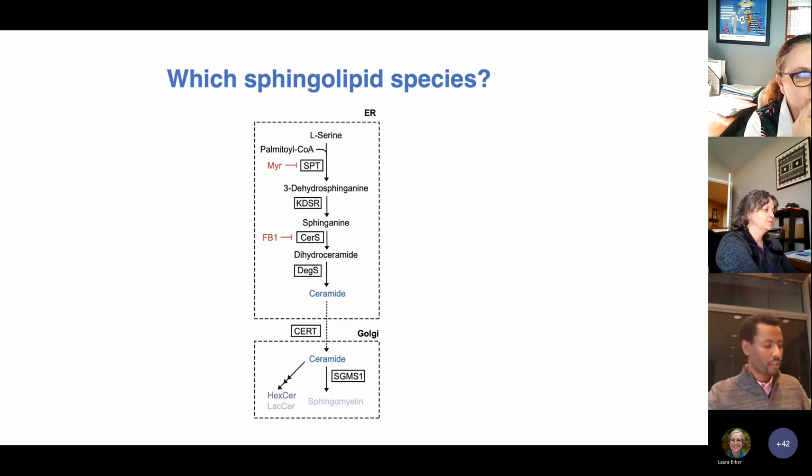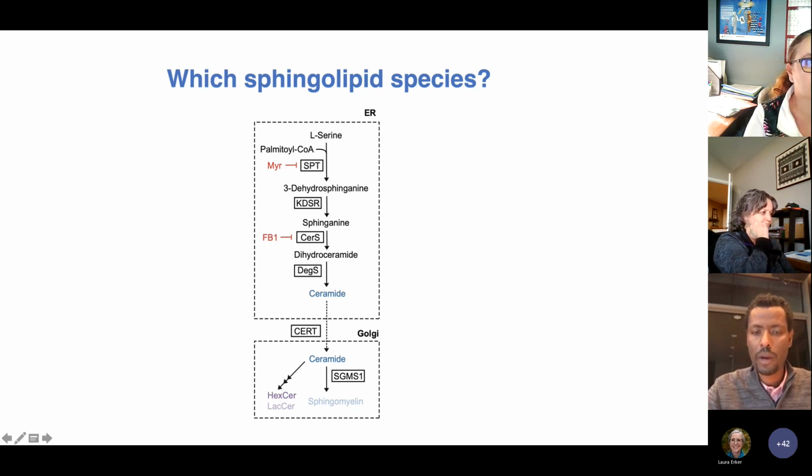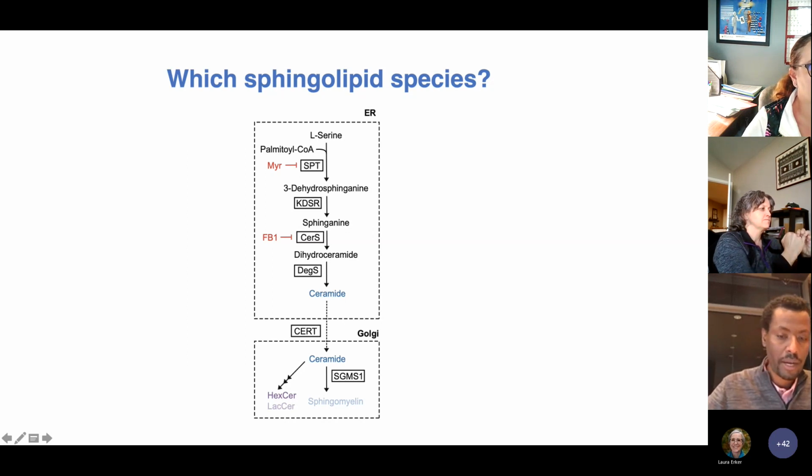And the next step, obviously, is which sphingolipid species is important, because we know that at least myriocin and FB1 treatment is required. At least we know that ceramide production is important, but ceramide can be converted into sphingomyelin, glucosylceramide, galactosylceramide, or even higher glycosphingolipids like GM1, GM2, and other gangliosides. So we want to determine which sphingolipid species is required for this.